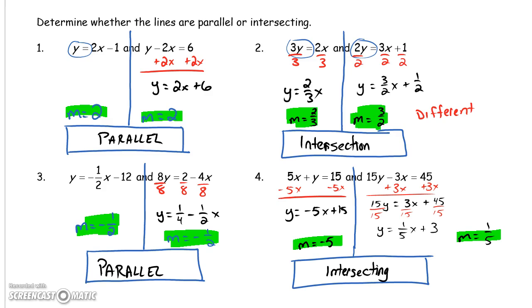So number 3, we should find them to be parallel. Both have a slope of exactly -1/2. And in number 4, they are intersecting because they do not have the same slope. In fact, they do have a very specific relationship, though.